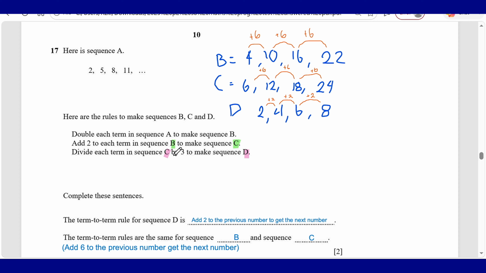To get D we divide each term in sequence C by 3, so 6 divided by 3 is 2, 12 divided by 3 is 4, 18 divided by 3 is 6, 24 divided by 3 is 8. So the term to term rule for sequence D, 2 4 6 8, is add 2 to the previous number to get the next number. The term to term rules are the same for sequence A. Here, sequences B and C are add 6 to the previous number to get the next number. Alright, so that's the answer for this.